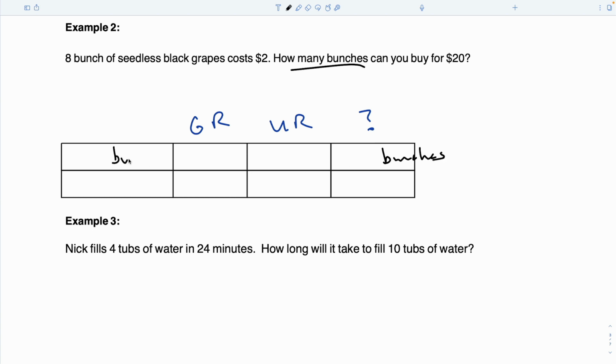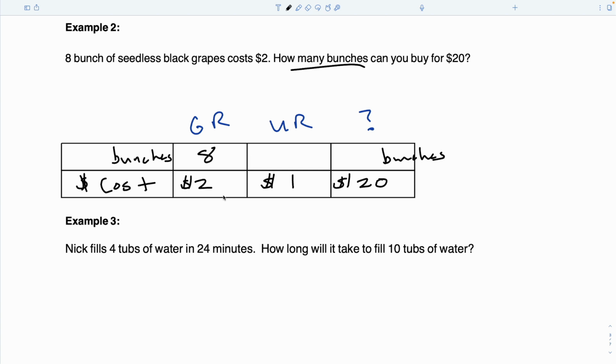What would go on the bottom, Corbin? If bunches is on top, the money? Or cost? Great. Okay, go to what you're looking for. You're looking for how many bunches for 20 bucks. So everything should have dollars on the bottom. The given rate is $2 for 8 bunches.